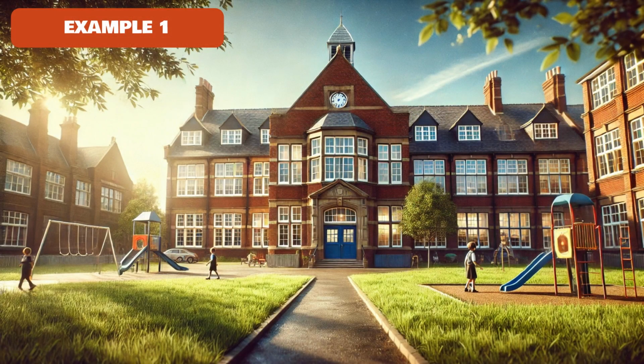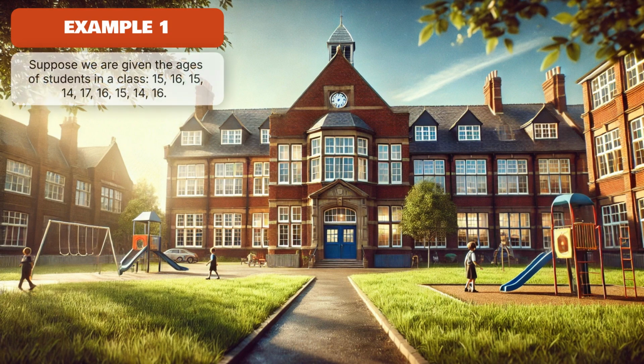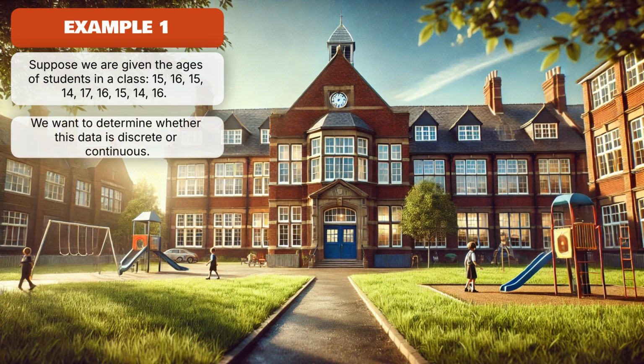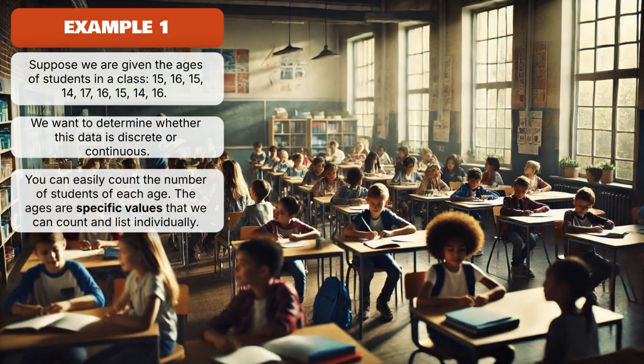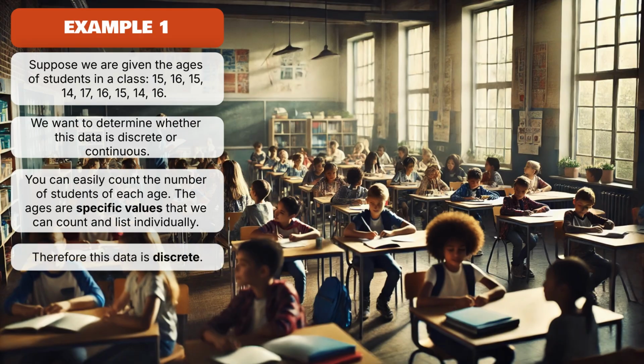Let's consider a simple problem to start with. Suppose we are given the ages of students in a class. Try to determine whether this data is discrete or continuous. You can easily count the number of students of each age. The ages are specific values that we can count and list individually, so this is an example of discrete data.